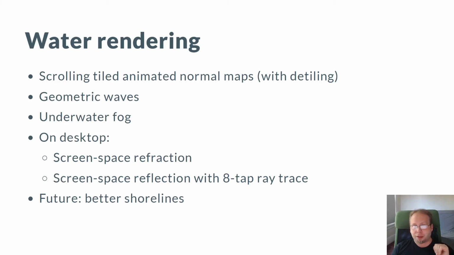For water rendering, there's nothing very unusual here, I would say. This is where we do start seeing some desktop-only features. In general, we use tiled animated normal maps that we have pre-baked, just based on a wave simulation. We have a lot of vertices in general in terrain. It's reasonably uniformly spaced vertices, so we might as well use them by displacing them to do geometric waves. And then there's some extra underwater and refraction simulation. On desktop, where we do have the depth, we can also do screen space refraction and screen space reflection with a ray trace.